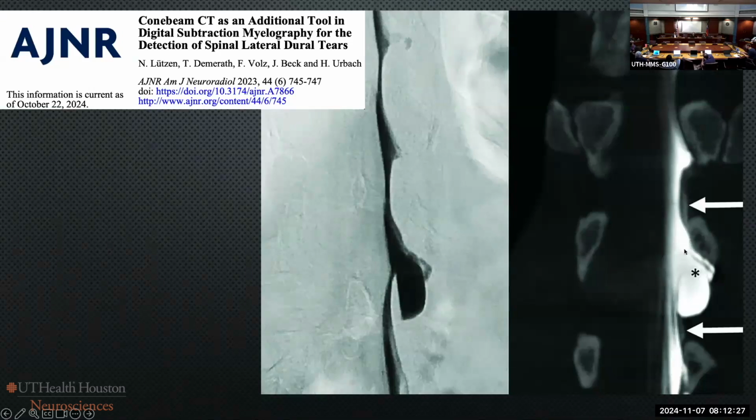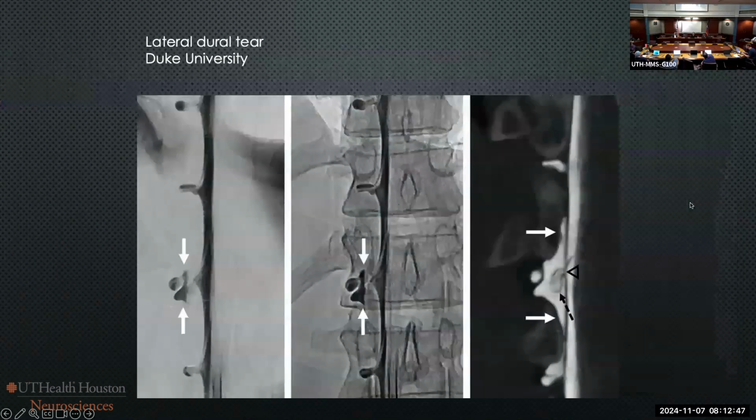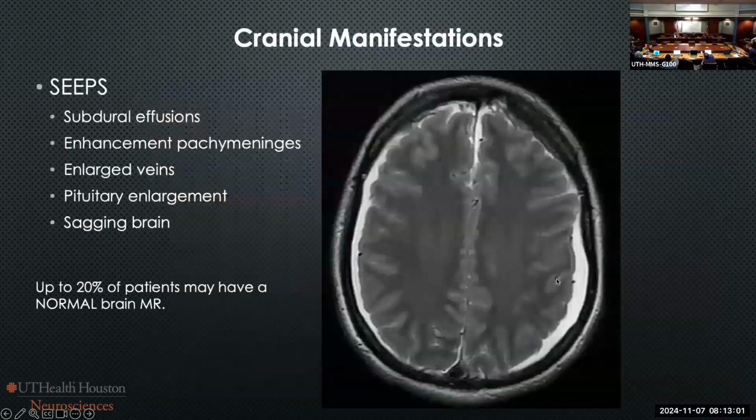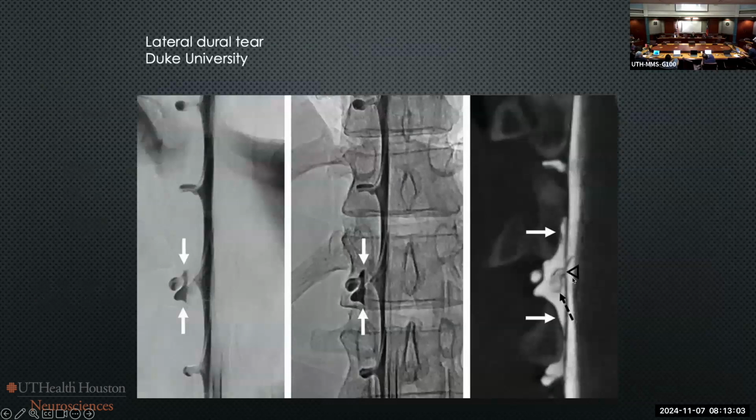But look at the resolution. We see now that this is not a Tarlov cyst. This is not a perineural cyst. This is a tear of the dura in the nerve root axilla, and CSF is spilling out. And it took the cone beam CT to actually see that there's extradural CSF spilling out. It's actually a leak. This is another nice example of a lateral dural tear from Duke. And you can see that there's a tear in the dura and the arachnoid is now billowing out. So you could possibly mistake this for a nerve root sleeve diverticulum, but in fact, the primary problem is the hole in the dura.